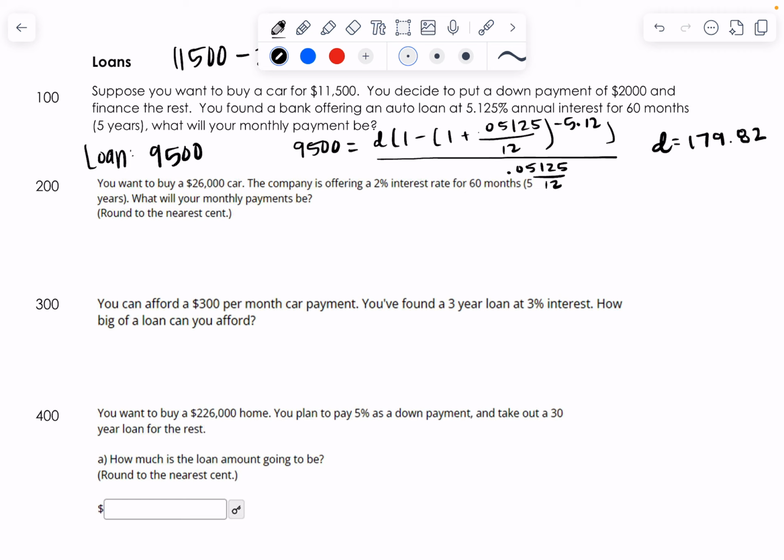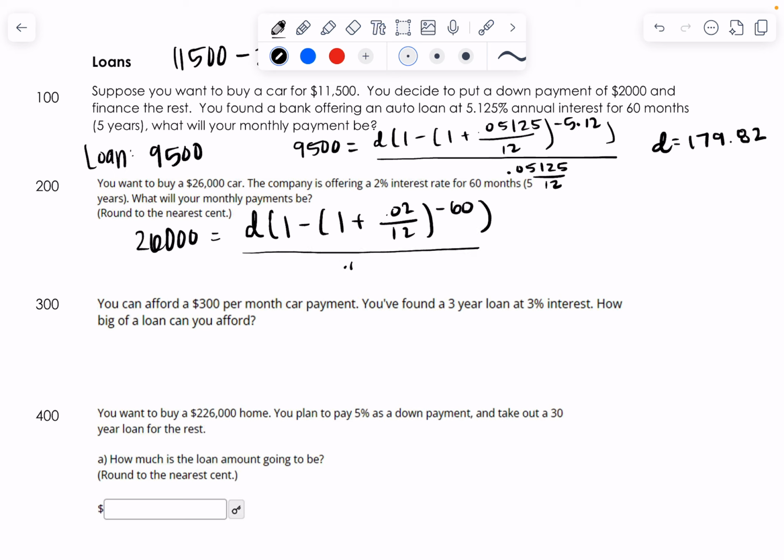Next, you want to buy a $26,000 car. It's offering a 2% interest rate, which is crazy low right now, for 60 months. So this time there's no down payment. So you would just do 26,000 equals D times 1 minus 1 plus 0.02 over 12 to the negative 60 over 0.02 times 12, or over 12.